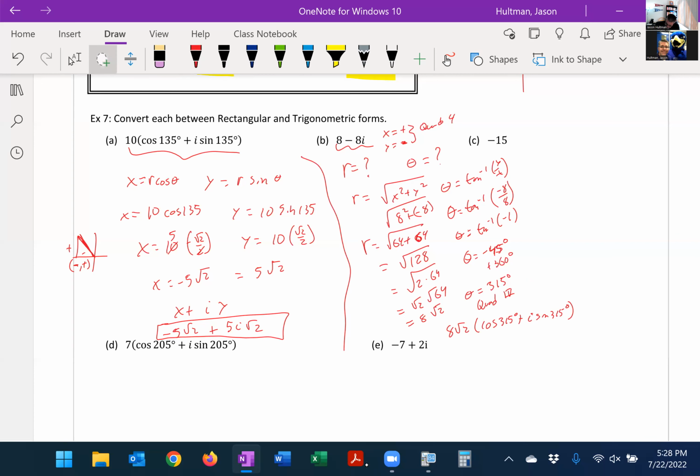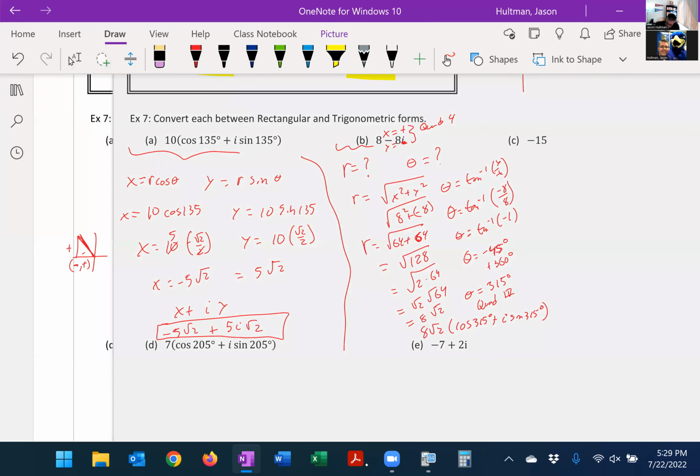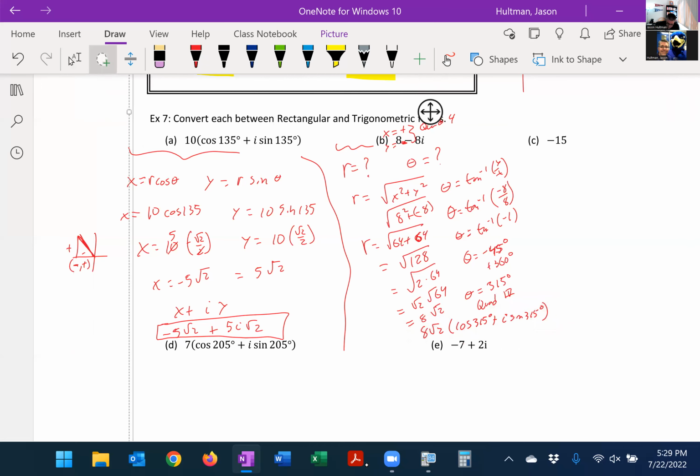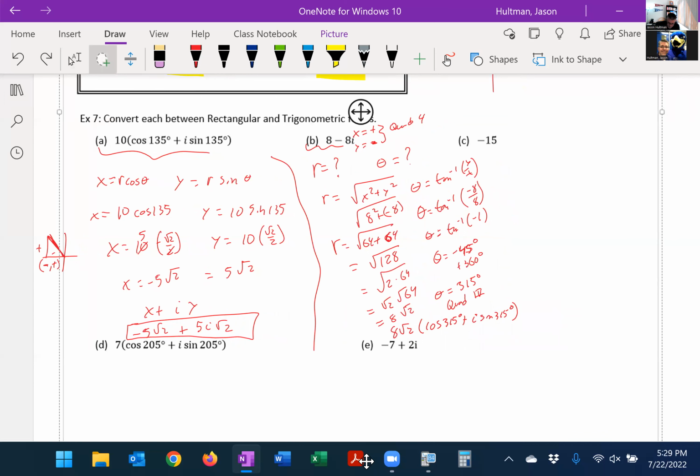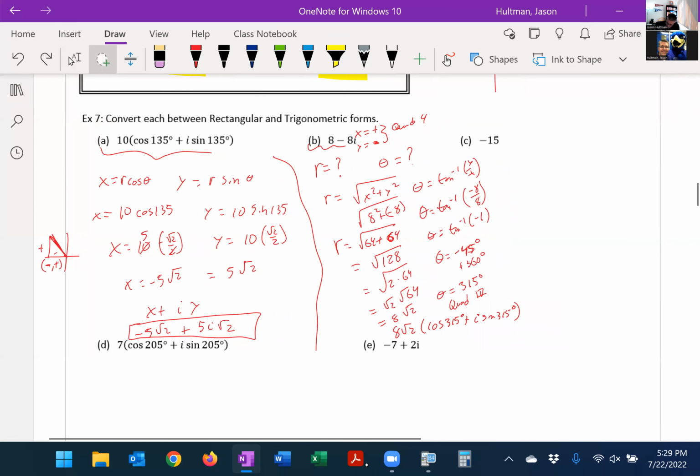Maybe I can move this over a little bit. I want to save enough room for the last problem here. Oops. There we go.